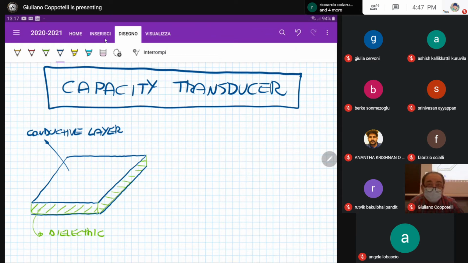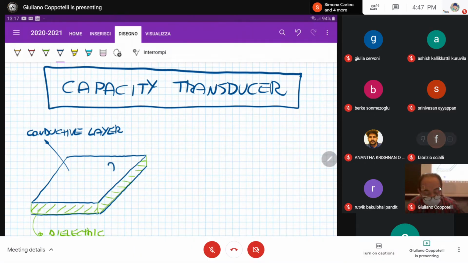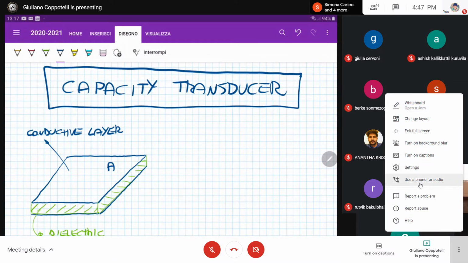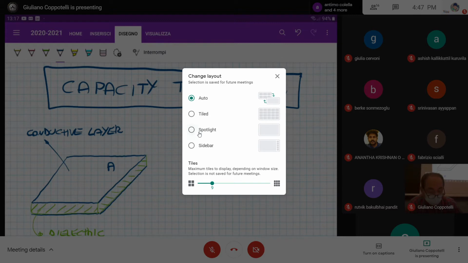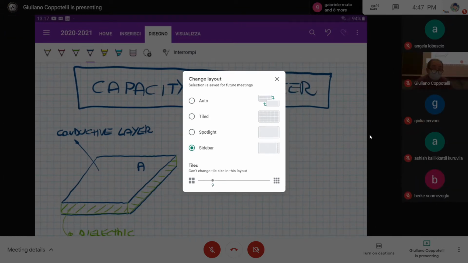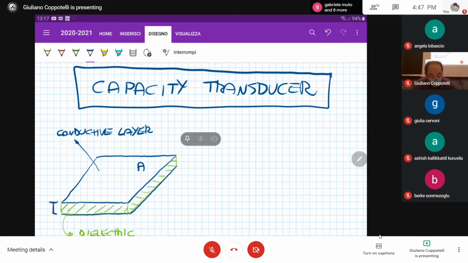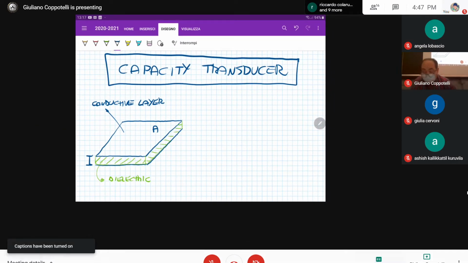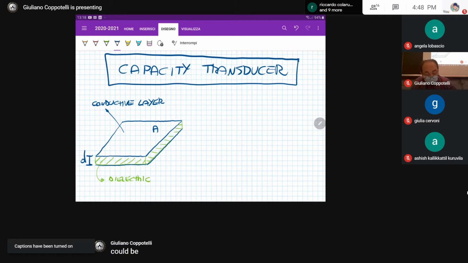Characterized by a surface, the overlapping surface between the two conductive layers, the top and the bottom, and this surface is A. The green is the dielectric. And the distance between the two conductive layers could be referred to as D. Okay.